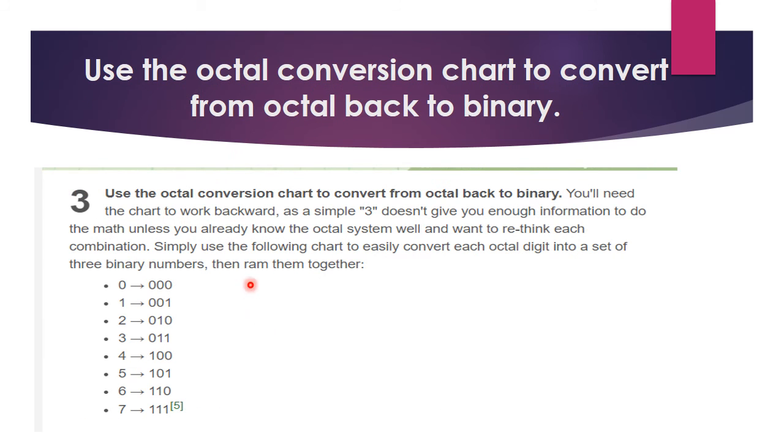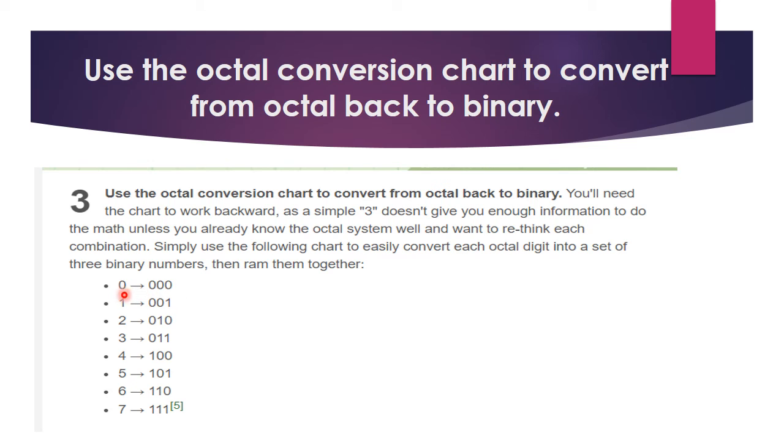Use this octal conversion chart to convert from octal back to binary also. So how will you use it now? Use the octal conversion chart to convert octal back to binary. You will need the chart to work backward, as a simple 3 doesn't give you enough information to do the math unless you already know the octal system well and want to rethink each combination. Simply use the following chart to easily convert each digit of an octal number into a set of 3 binary numbers.